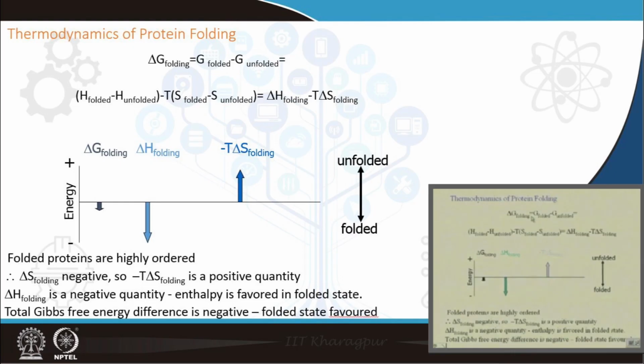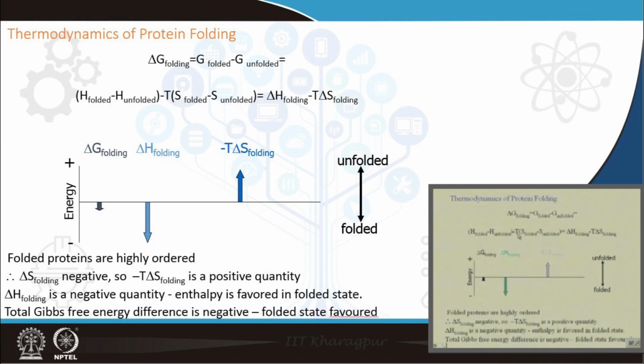So what do we have to consider? We all know that delta G is what? Delta H minus T delta S. So I have a delta H folding minus T delta S folding. So what is my delta H folding? My delta H folding is again going to be my H final minus my H initial. So H folded minus H unfolded.